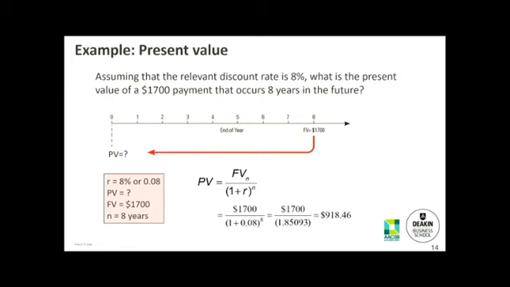Please note that sometimes your question may say, assuming that a relevant interest rate is 8%. If this is the case, they are the same. Interest rate, discount rate, they are the same in this context, okay? So we put the numbers into the equation. We have future value, 1,700. We have 1 plus 8% to the power of 8 years. Are you able to work out the present value? And that's how much $1,700 is worth at time zero. Up to this stage, any questions? Good.